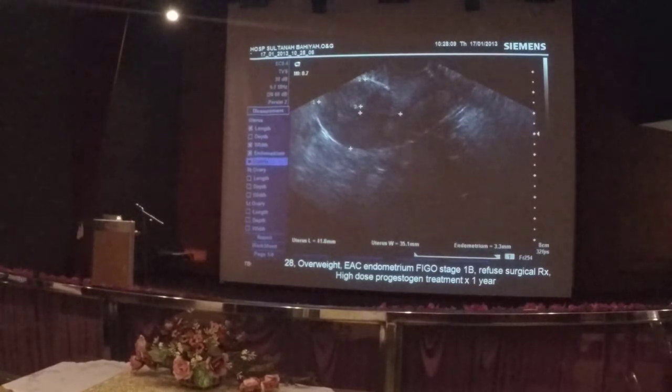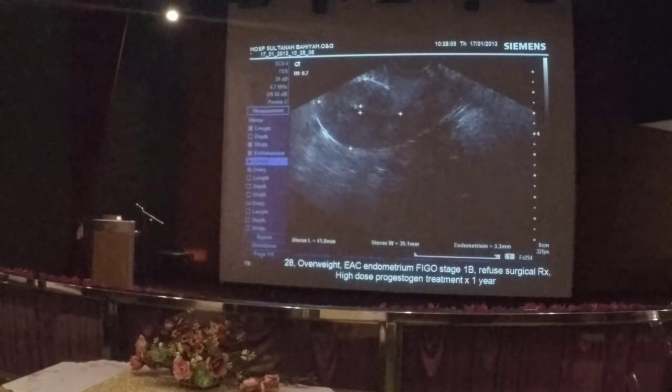This is another patient, slightly different. You have a vaginal scan. You can see the cervix and the uterus on the vaginal scan, a bit clearer than the abdominal scan. You see the endometrium is quite thin, but there is some island inside the myometrium, okay.